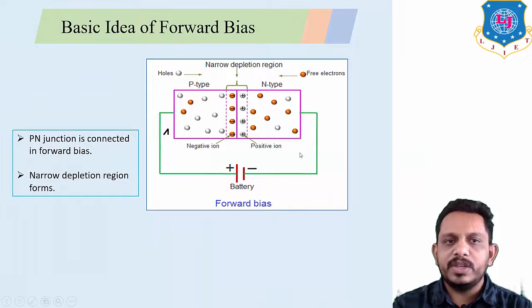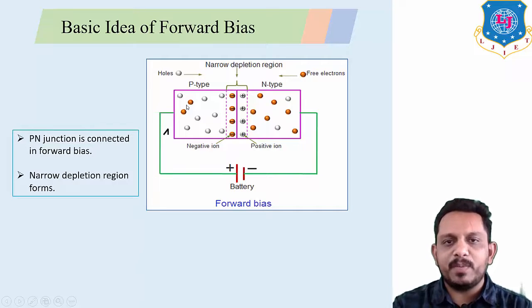This diagram is showing the basic idea of forward biasing. This is a PN material, that is, a positively doped material and a negatively doped material. Obviously, positive means the holes and negative means the electrons. Here in the P type there are so many holes and few electrons, and in the N type material there are so many electrons and few holes. So here few N, here few P.